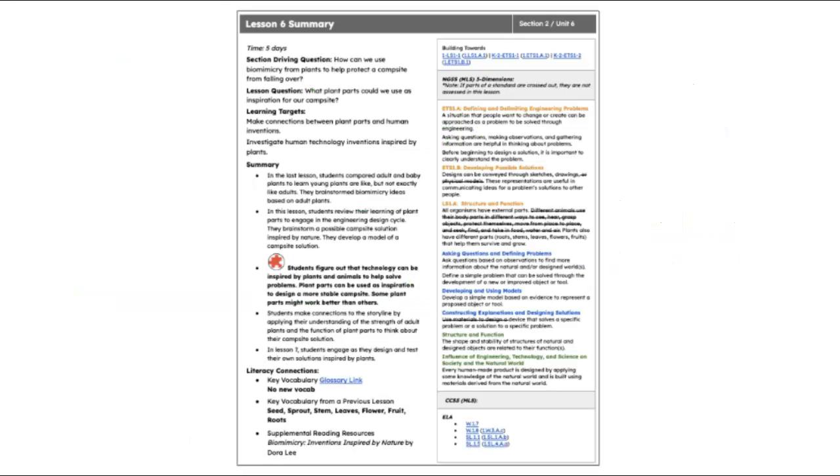There are several opportunities for ELA cross-curricular connections throughout the lesson. You can look for specific standard connections in the Unit 6 Teacher Guide. This lesson will take approximately 5 days to complete.